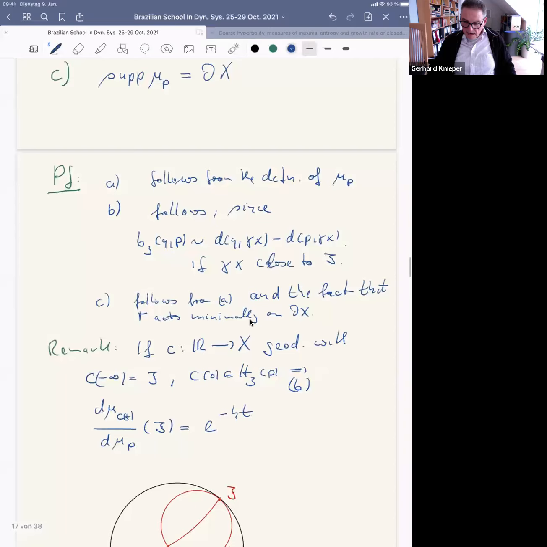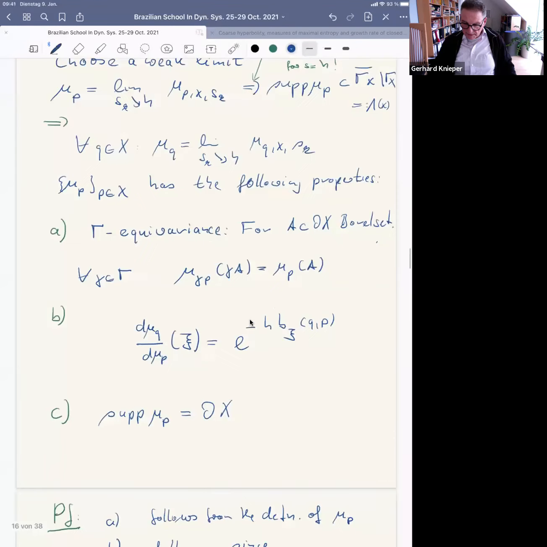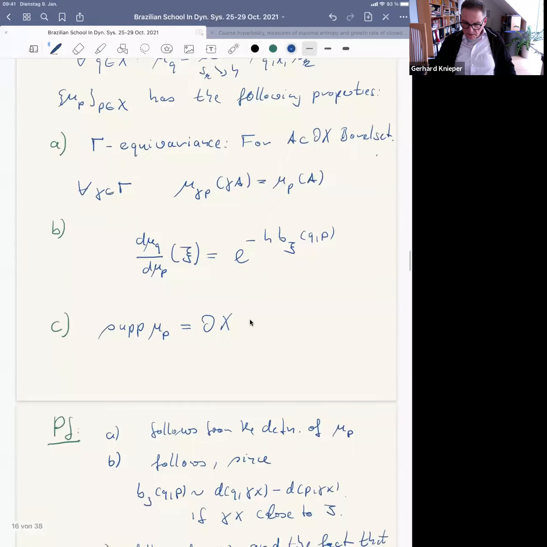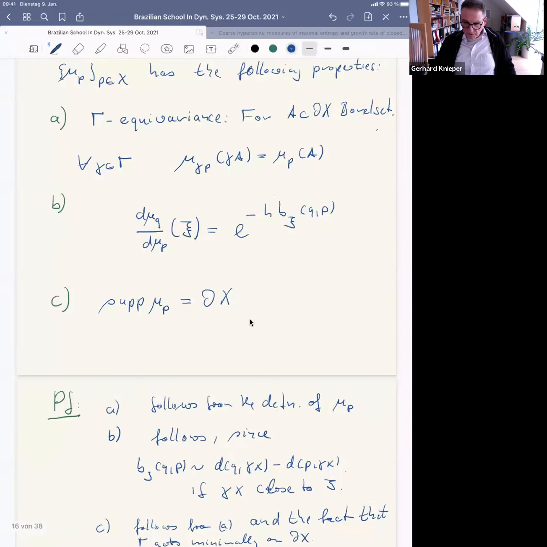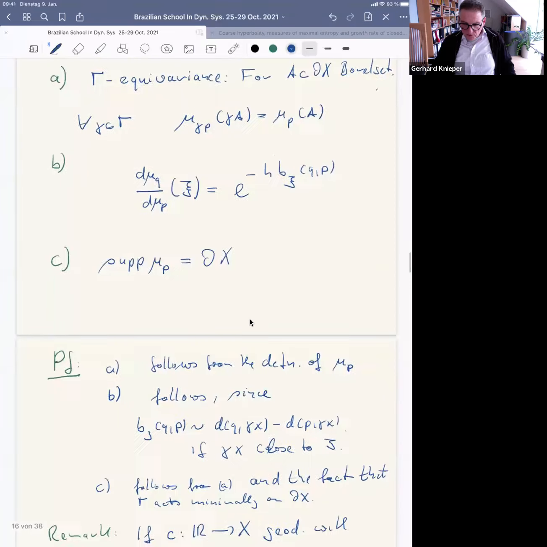So those are the three important properties. I won't prove that these three properties determine the measure uniquely, but you can do that. But I will not use it in my lecture.